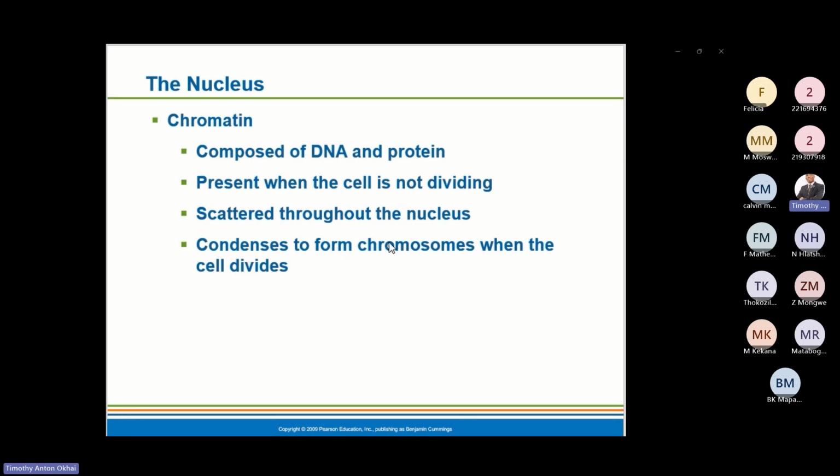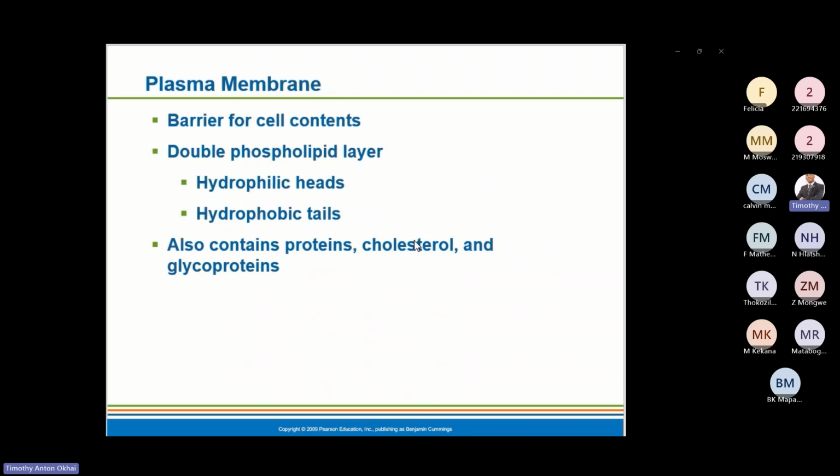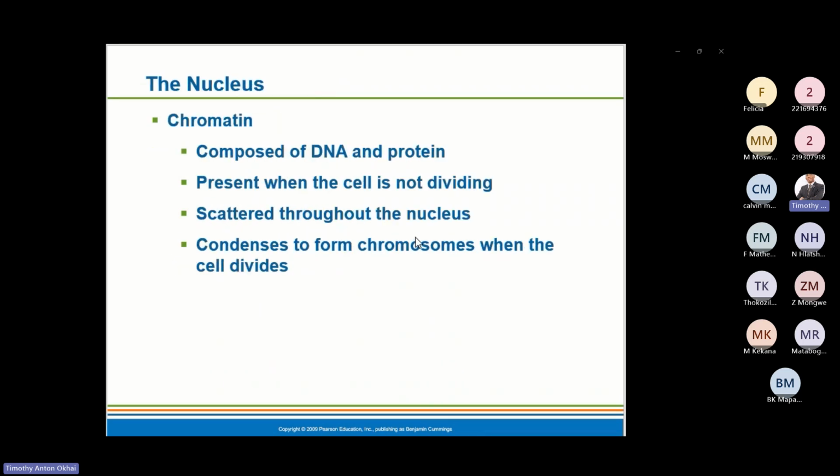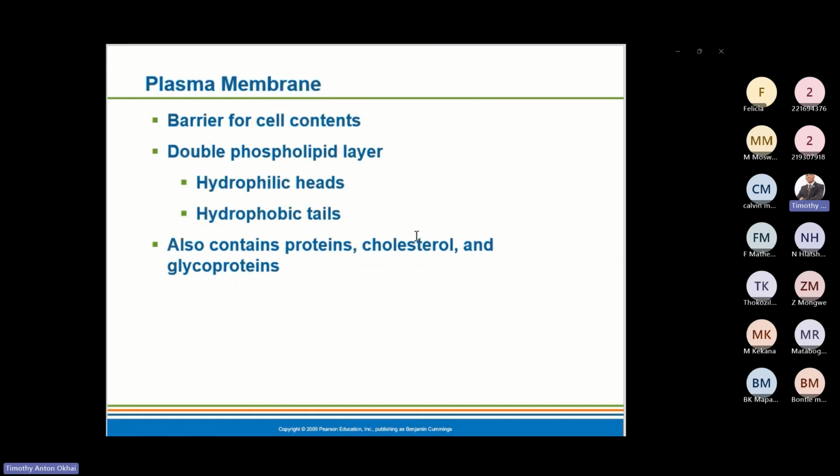The chromatin we have described, they condense to form chromosomes when the cells divide, and they are scattered throughout the nucleus. You only find them in the cell when the cell is not dividing. And within the chromatin, they are composed of DNA and protein.